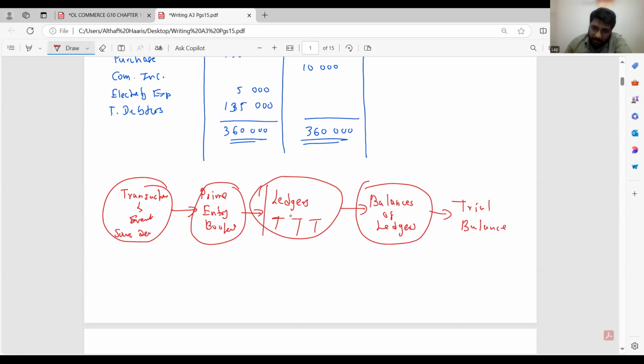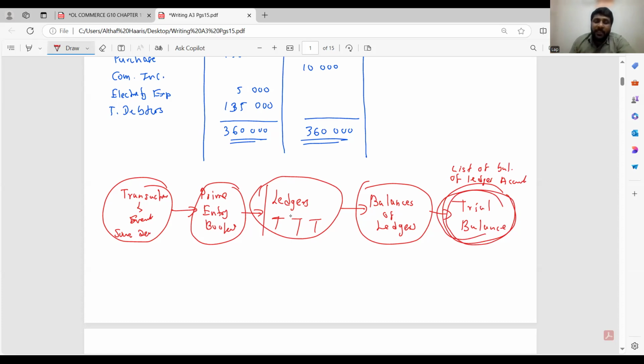So we come step by step on this journey. We learn how to record the transactions, what the source documents are, and how to prepare the primary books like the cash book, bank book, petty cash book, sales journal, purchase journal, general journal. We learn how to record in the T accounts, ledger accounts. After that, we learn how to get the balances of the ledger accounts. Using those balances, finally we prepare the list of balances of the ledger accounts, which we call the trial balance.